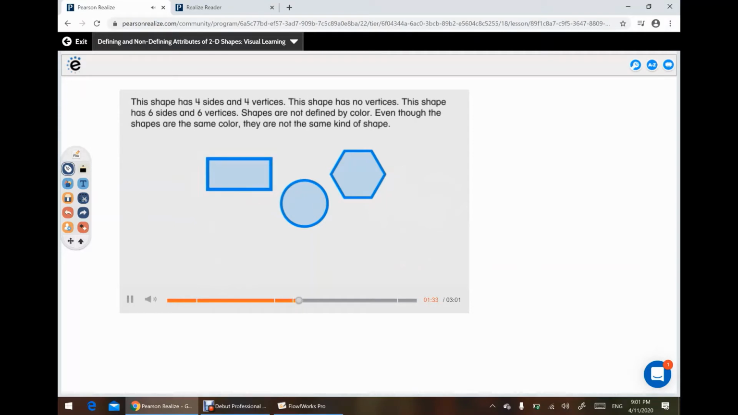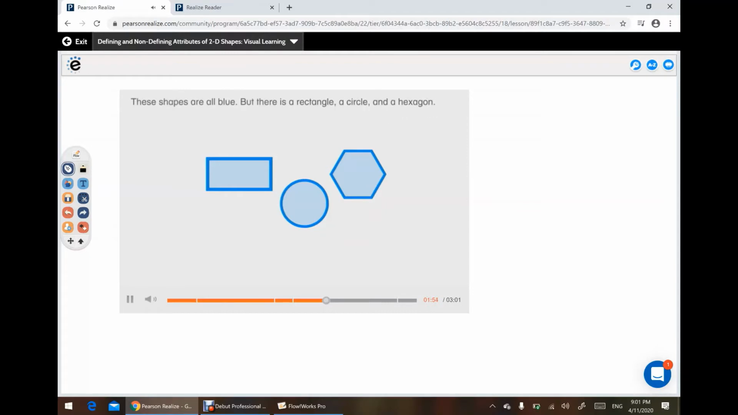This shape has 4 sides and 4 vertices. This shape has no vertices. This shape has 6 sides and 6 vertices. Shapes are not defined by color. Even though the shapes are the same color, they are not the same kind of shape. These shapes are all blue, but there is a rectangle, a circle, and a hexagon.